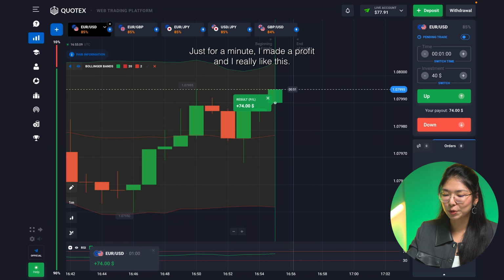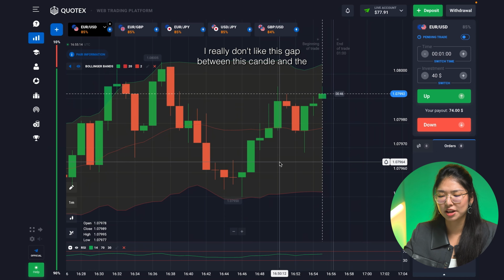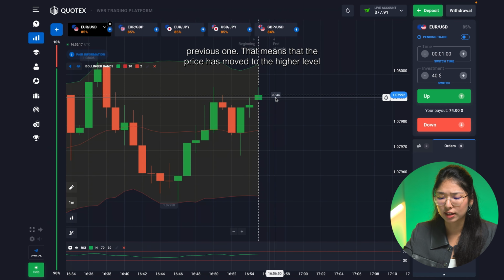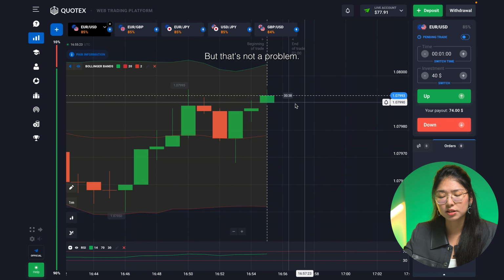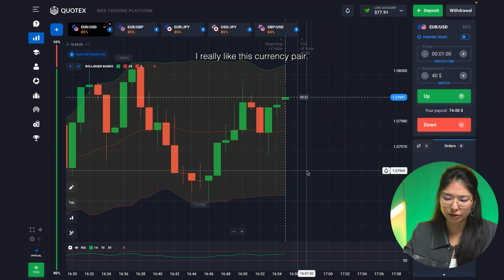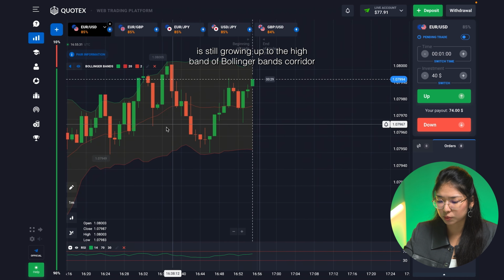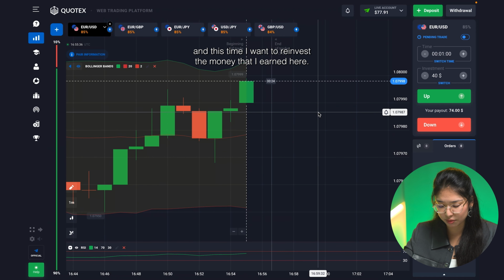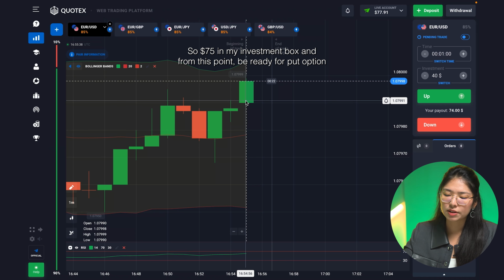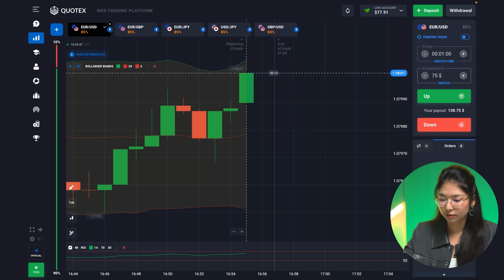Just for a minute I made a profit, and I really like this. As you see, the price has grown from this moment, and I really don't like the gap between this candle and the previous one. That means that the price has moved to the high level too fast, but that's not the problem. I really like this currency pair. Maybe I would do one more trade here again. As you see, the price is still growing up to the high band of the Bollinger Bands corridor, and this time I want to reinvest the money that I earned here. So $75 in my investment box, and from this point be ready for put option right now.